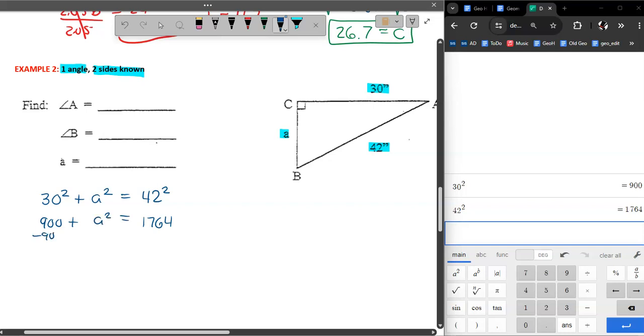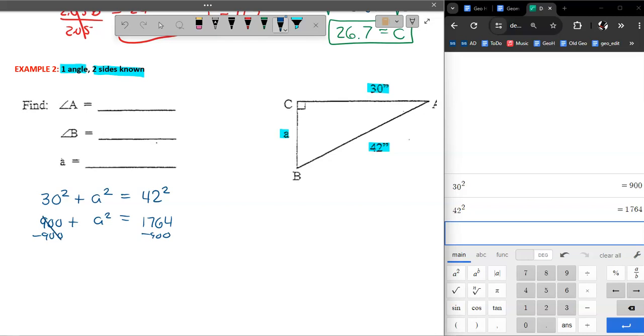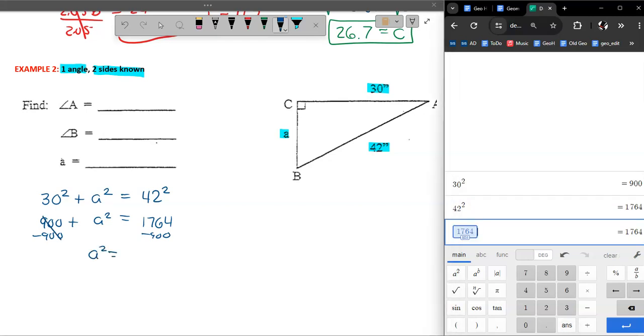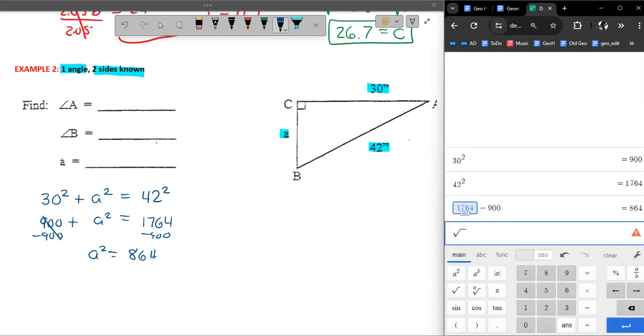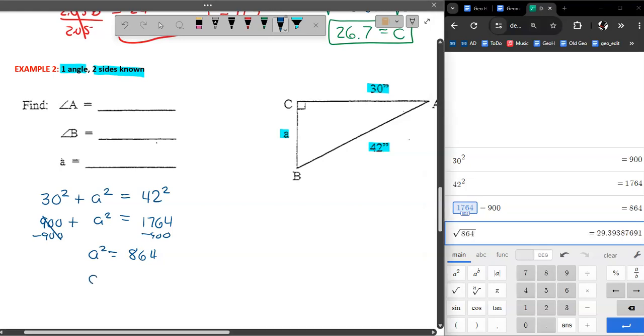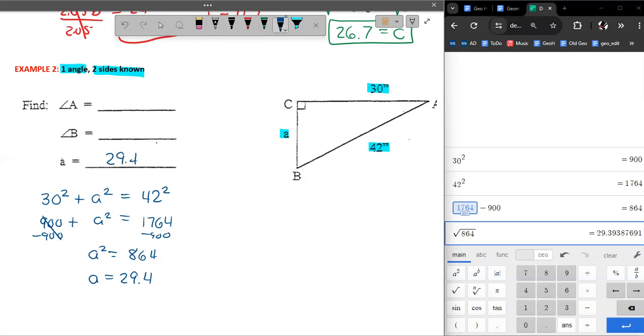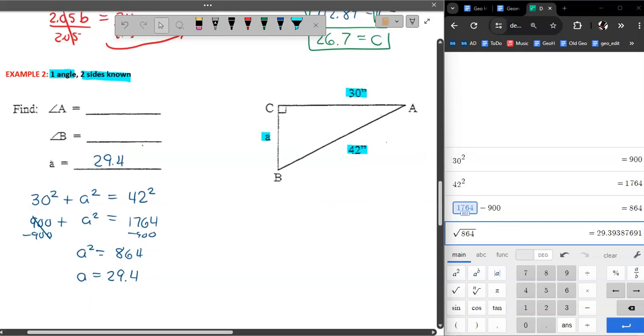Using Pythagorean theorem, you kind of know the pattern here at this point. This time we have to subtract to get a squared by itself. So 1764 minus 900 gives me 864. Now, we've been talking about using radical form for a lot of problems. Because of the nature of these problems, especially using trig ratios, we're going to go ahead and leave these answers as decimals for right now. So it looks like I'm getting 29.4 as my third side length. There we go, done. So we now know all three side lengths of our triangle.